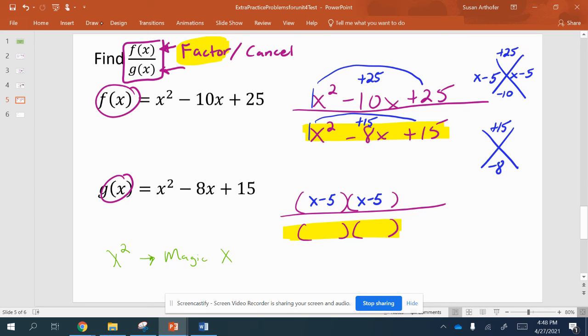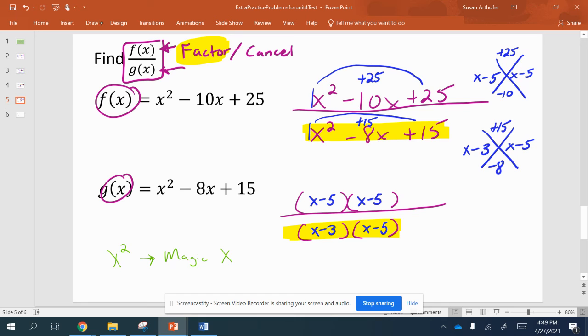Well, what multiplies to 15? Either 15 and 1 or 3 and 5. 3 and 5 gets us to an 8, but I don't need positive 8. 3 plus 5 is positive 8. Negative 3 and negative 5 would make negative 8. So this is x minus 3, x minus 5. So that's what we fill in to our factoring.